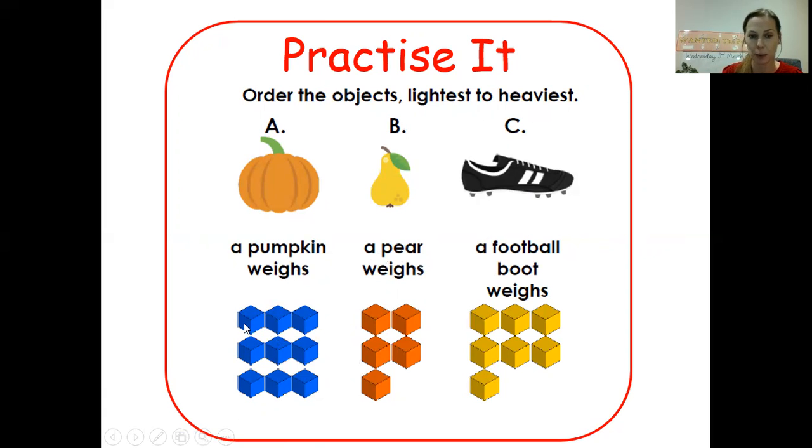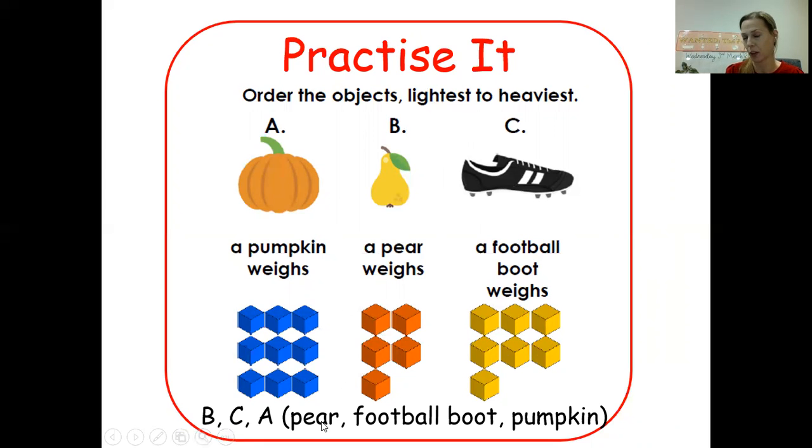Okay, I can see that the pumpkin weighs 1, 2, 3, 4, 5, 6, 7, 8, 9 cubes. The pear weighs 2, 4, 5 cubes, and the football boot weighs 3, 6, 7 cubes. I'll try to count them in groups. So that tells me that from lightest, the pear is the lightest. So that is B first, then the football boot, C, and then A. So you should have got B, C, A, or pear, football boot, pumpkin. Okay, either of those.